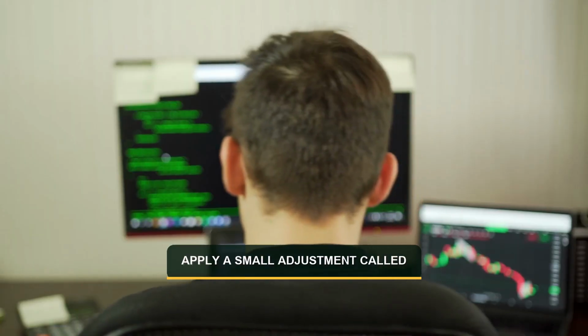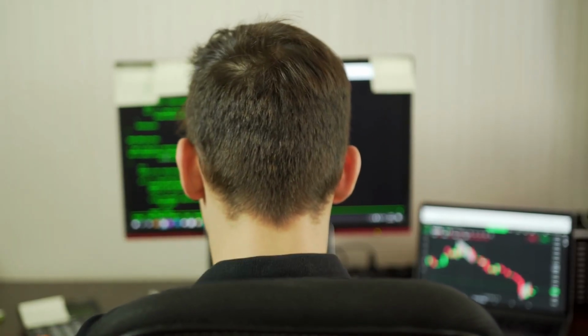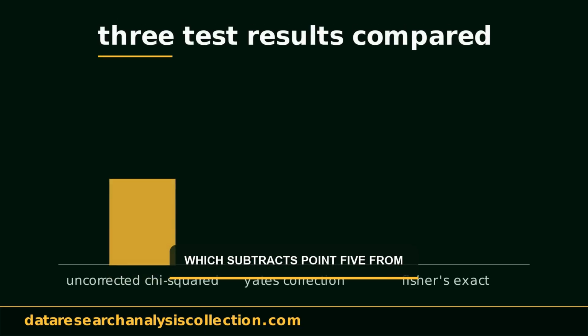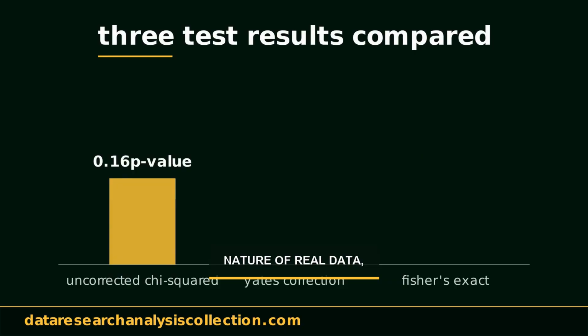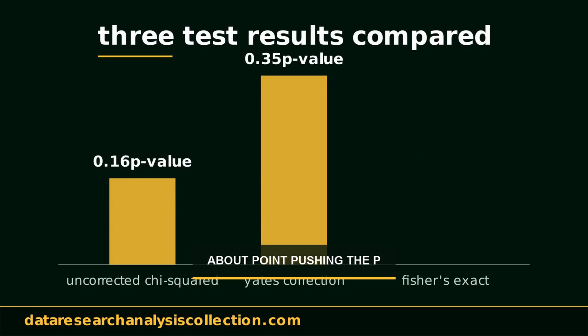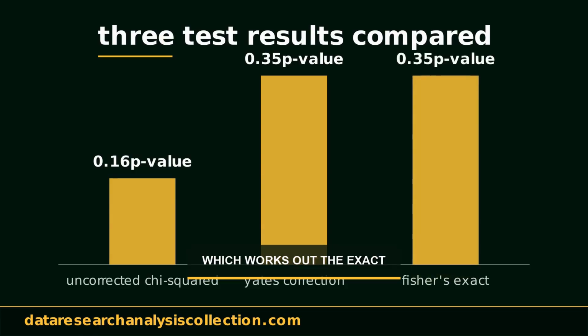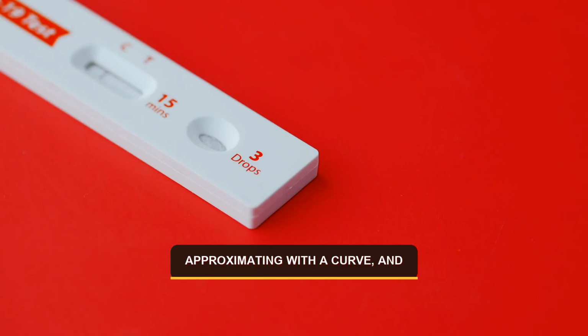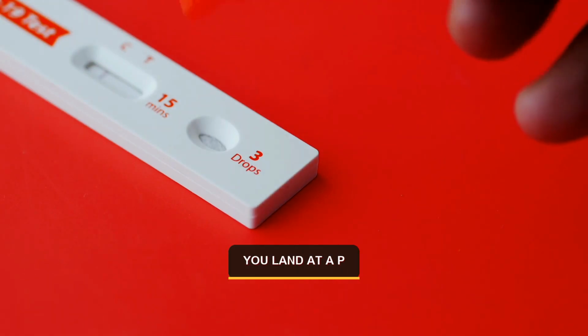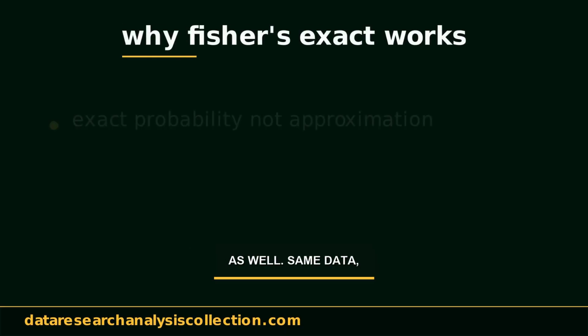Apply a small adjustment called Yates' continuity correction, which subtracts 0.5 from each difference before squaring it to better match the discrete nature of real data, and the statistic drops to about 0.88, pushing the p-value out to roughly 0.35. Run Fisher's exact test instead, which works out the exact probability of your table and every table more extreme directly from the numbers instead of approximating with a curve, and you land at a p-value close to 0.35 as well.